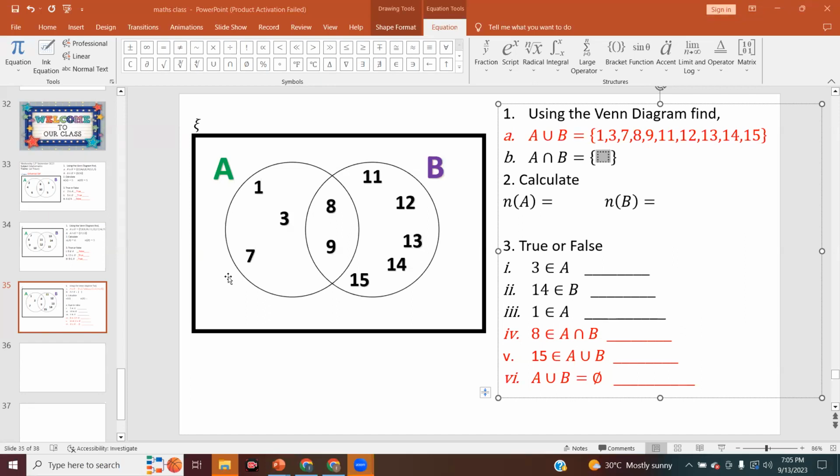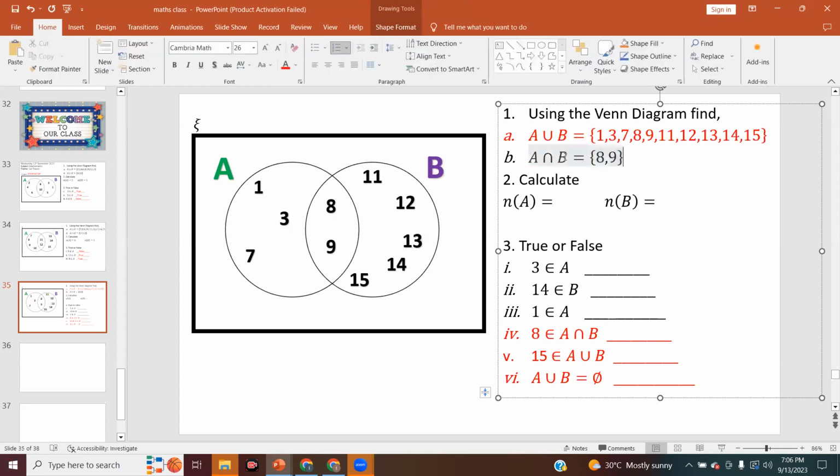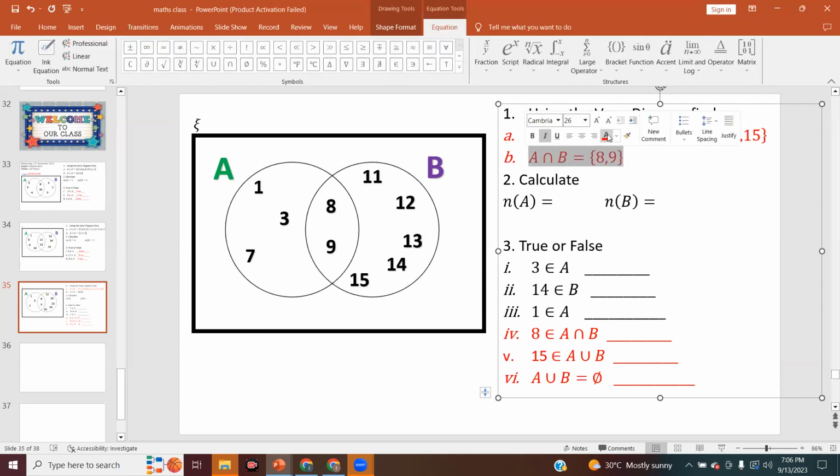Shion, you ready to send me your work? Yes, sir. Okay, what do you have for the intersection of A and B? 8 and 9. Why did you choose 8 and 9? Because it's common in the two sets. All right, anyone else have 8 and 9 for B? Me. All right, very good, Santos, and everyone else. Thank you, Shion.